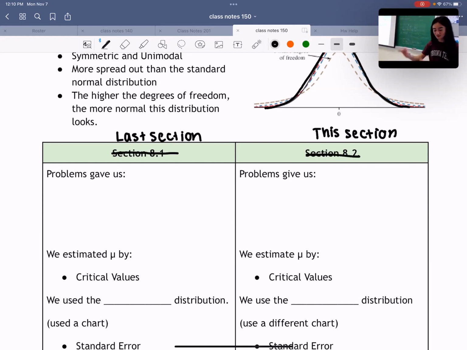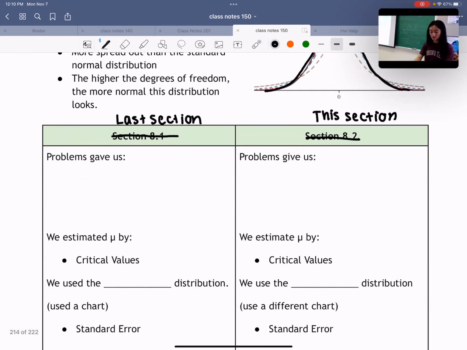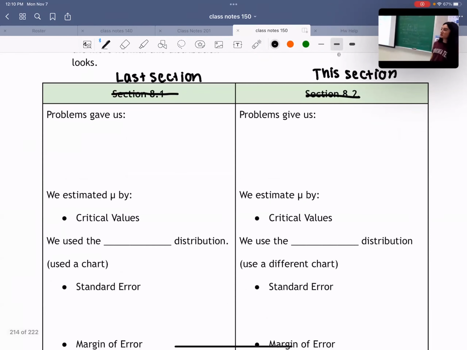Okay, so you don't have to think about the numbers or whatever. So what we're going to do real quick is we're just going to kind of review what we did in the last section, and then we're going to compare it to what we're going to do in this section. Okay, so let's just start with the questions that were given.